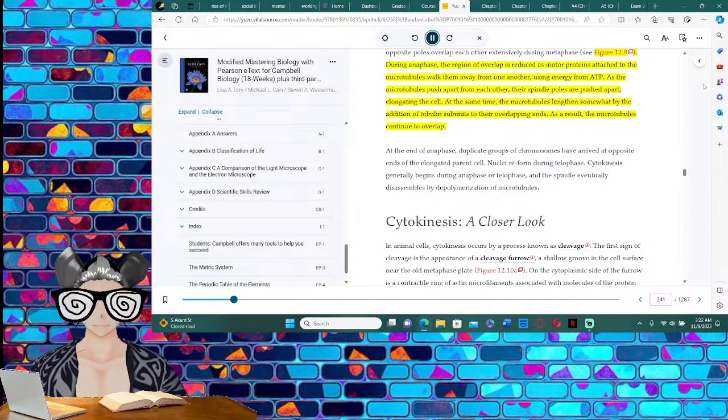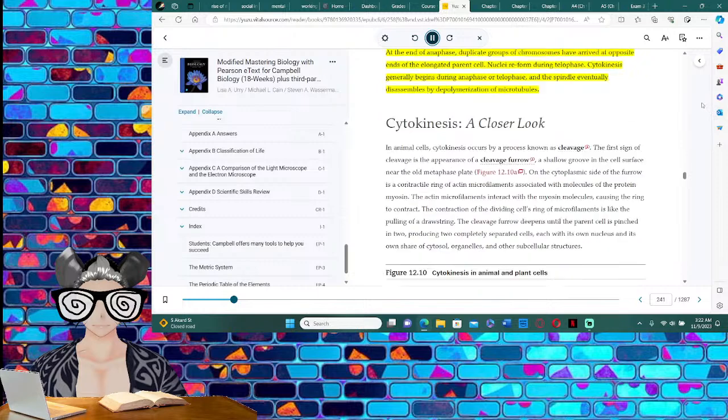At the same time, the microtubules lengthen somewhat by the addition of tubulin subunits to their overlapping ends. As a result, the microtubules continue to overlap. At the end of anaphase, duplicate groups of chromosomes have arrived at opposite ends of the elongated parent cell. Nuclei reform during telophase. Cytokinesis generally begins during anaphase or telophase, and the spindle eventually disassembles by depolymerization of microtubules.